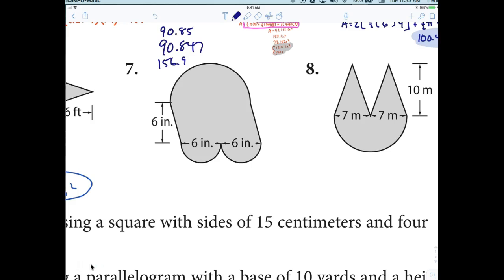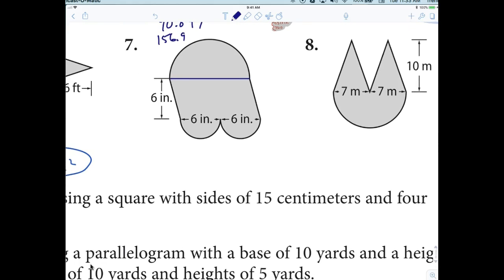So the first thing I'd want everybody to do is to try to divide this up into shapes. All right? So the top is a what? Oh, I forgot the half circle. So we're going to write down A equals pi r squared. And don't forget we're taking half of it.